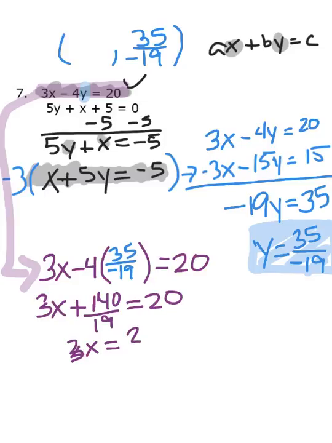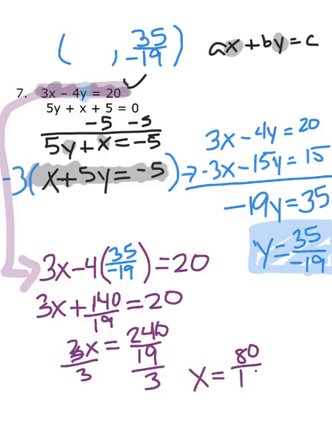This gives me 240 over 19, or you could say 12.63, and then divide both sides by 3, and we get a final x value of 80 over 19, or if you have a decimal, you could say 4.21.